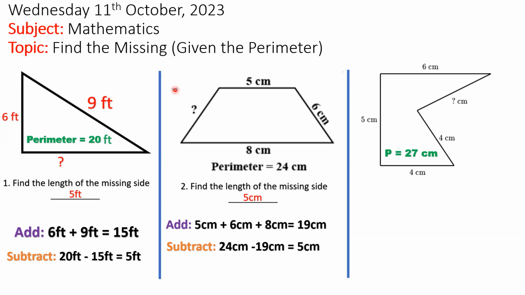So we have 5 centimeters, 6 centimeters, 4 centimeters, and 4 centimeters. But we have this missing side, though. But we know that the total length of all the sides, the perimeter, is 27. So what's going to be the length of the missing side?